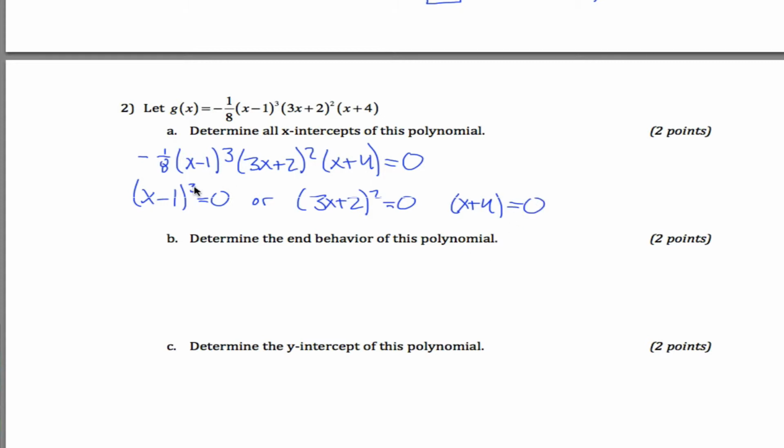And I can solve all of these. I guess in this case, if you want to get rid of this cubed, you can take the cube root of both sides of the equation and get x minus 1 equals 0 because the cube root of 0 is just 0. And then if you add 1 to both sides of that equation, you get x equals 1. Over here, you subtract 2 from both sides of the equation and then divide by 3, and you get x equals negative 2/3. And over here, you subtract 4 from both sides of the equation and get x equals negative 4. What you've just come up with are the 3 x-intercepts, wish I'd given you more room, of this polynomial.